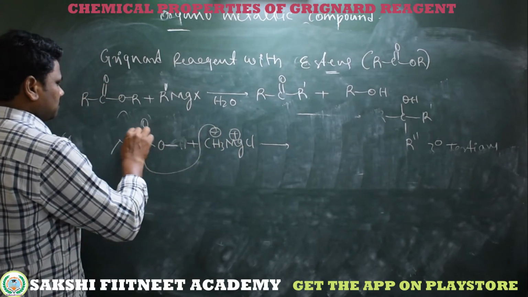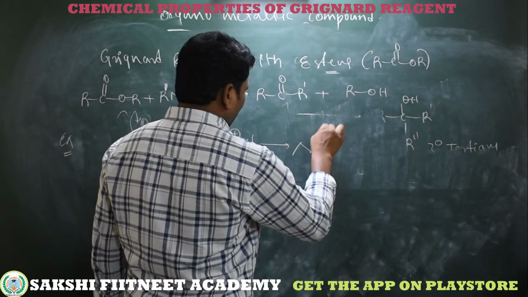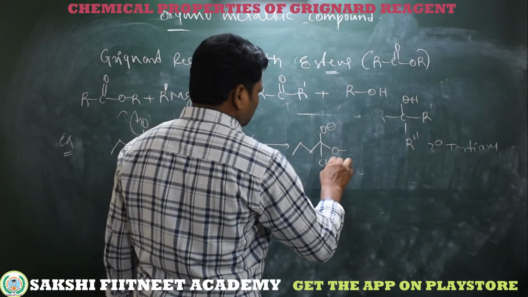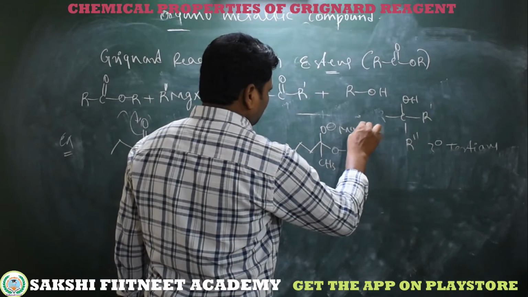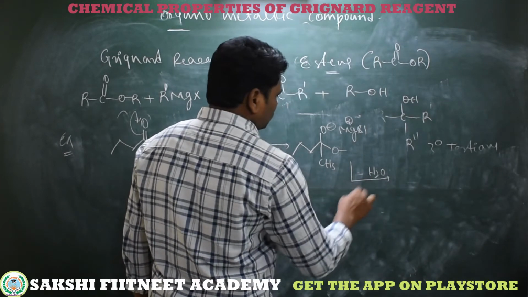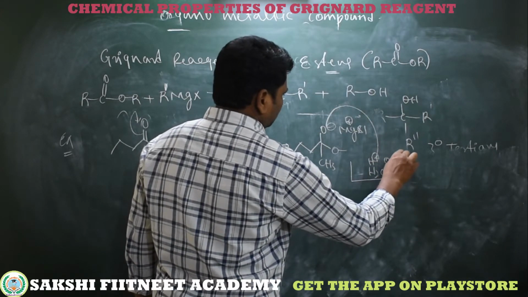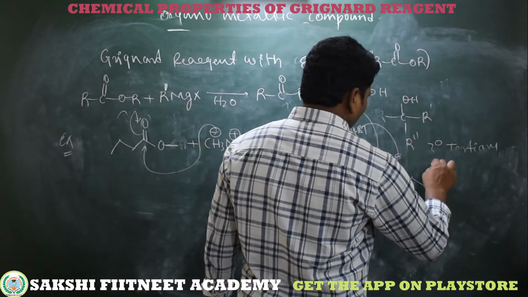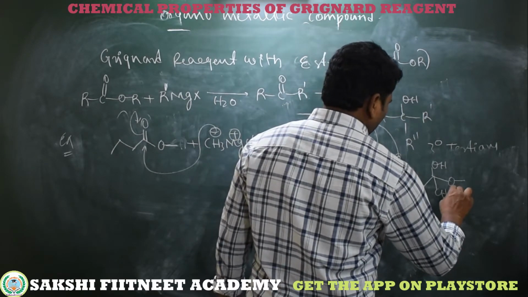CH3 minus bonds here, the pi electrons shift to the oxygen, then we get O minus. Here OCH3, and this CH3 is newly bonded with this carbonyl carbon, and O minus is neutralized with MgCl plus. So this is on hydrolysis: H plus migrates towards the O minus, OH minus migrates towards the MgCl plus. So finally we get here OH, OCH3, and here we have CH3.